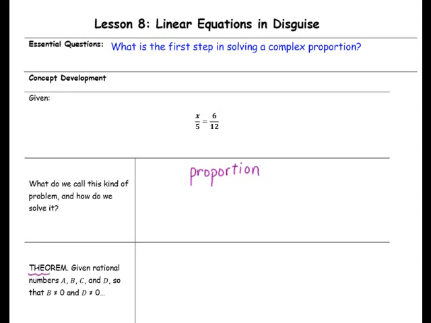Here is the theorem that allows that. Given rational numbers a, b, c, and d, so that b is not equal to 0 and d is not equal to 0, we write a over b is equal to c over d. We solve that by multiplying each numerator by the other fraction's denominator. So that will be a times d is equal to b times c. This is called the cross product, and we use the cross product to solve equations such as this.